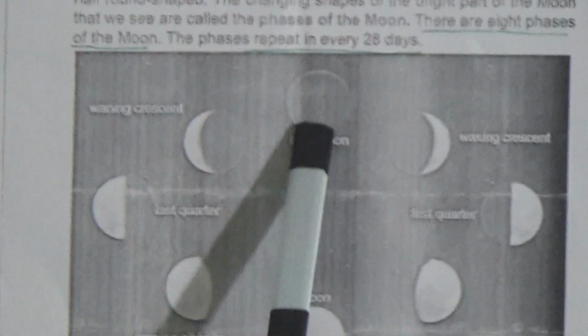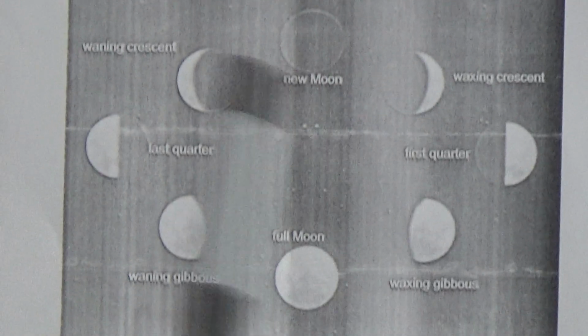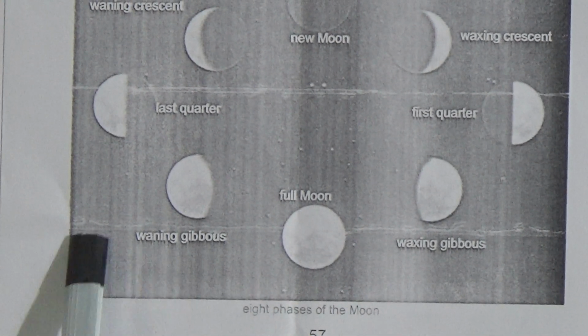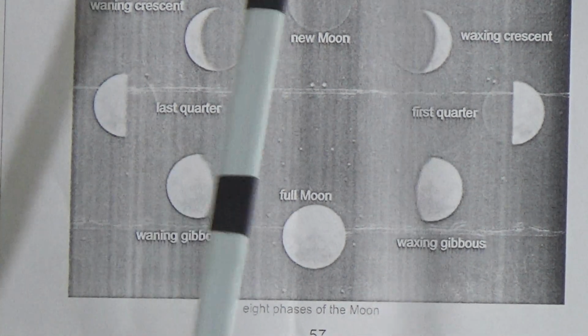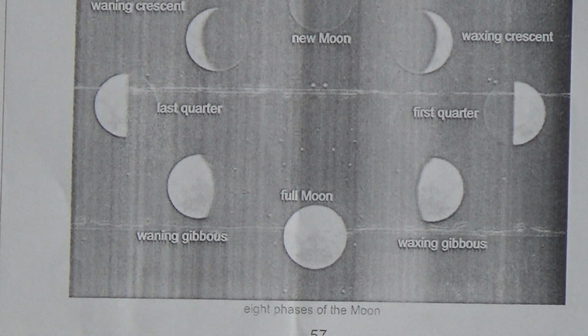And look at this picture. This is when no light is here. This is new moon. And this phase is called waxing crescent, and this is first quarter, and this is waxing gibbous, and this one is full moon, and here is waning gibbous, and here is last quarter, and this one is waning crescent.